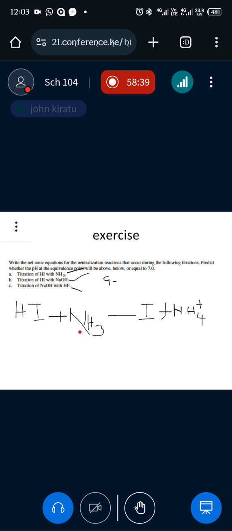But sodium fluoride is a base. But fluoride, I want you guys to know, the ionic equation will be, let me write for you guys so that you make the right decision on this. I know it's a tough one.